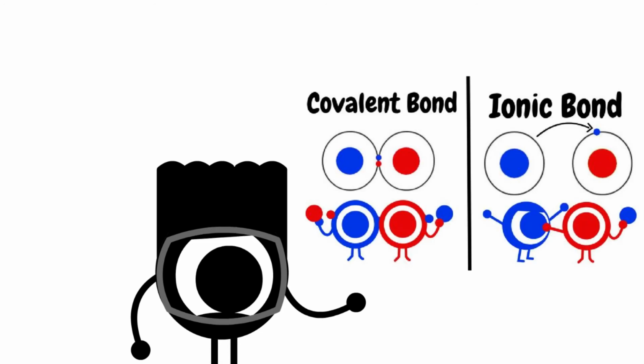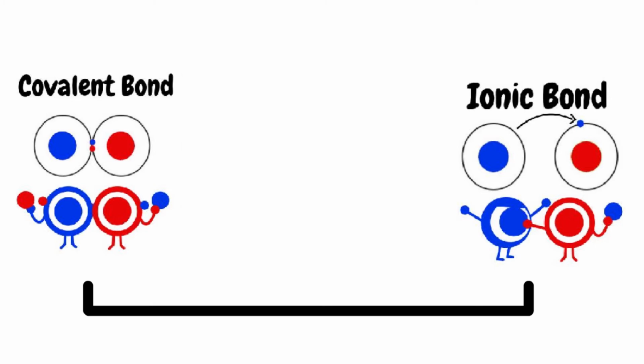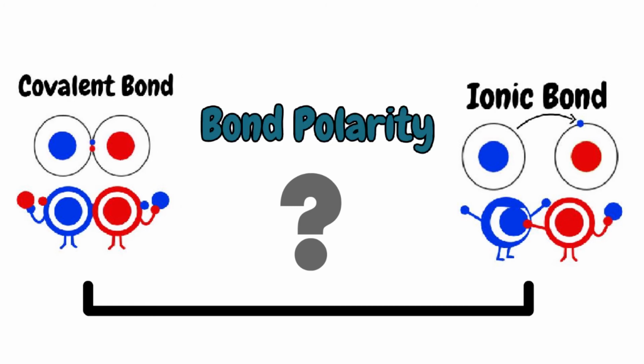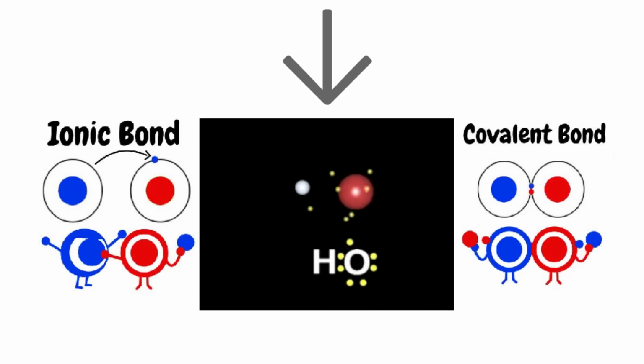Well, there's a bit more to that. Ionic and covalent bonds are just the two extremes, or simply the two ends of the stick. But just like a stick, there's some middle ground in between the two ends, and this middle ground is known as bond polarity, or more like the level of the bond's electron sharing. Between the covalent and ionic bonds, there are polar bonds.